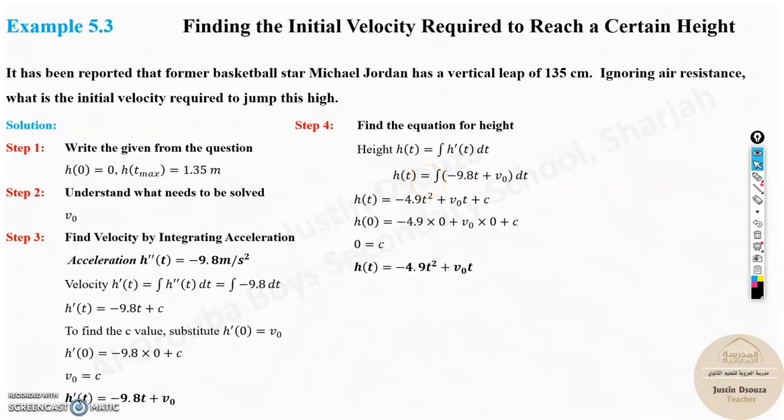It is h of t. It is not exactly what we want. We want the initial velocity for this particular height. Now this doesn't make sense. This is not the initial velocity we want. We want it at t max, at this particular 135 centimeters.